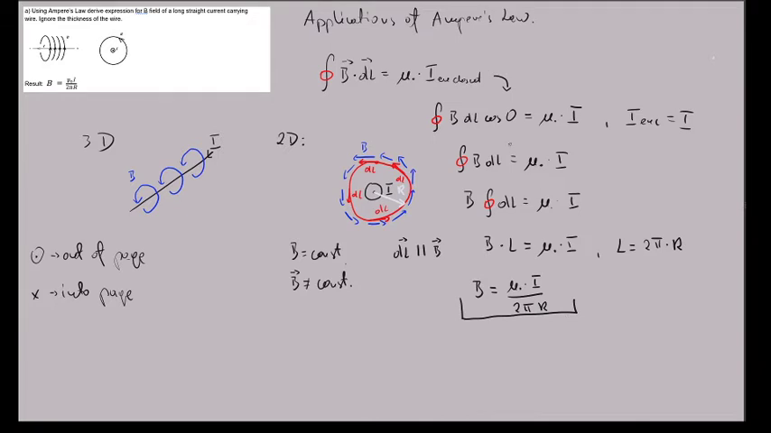So this was a lot simpler, I think, than Biot-Savart, but all right, so here's the first application. Now let's move on to the next application of the Ampere's law. The next one is more complex than this one. This one was easy compared to the next one.